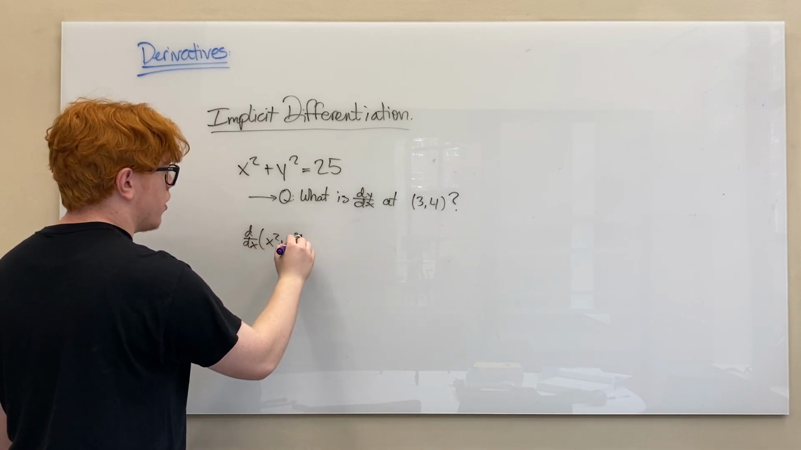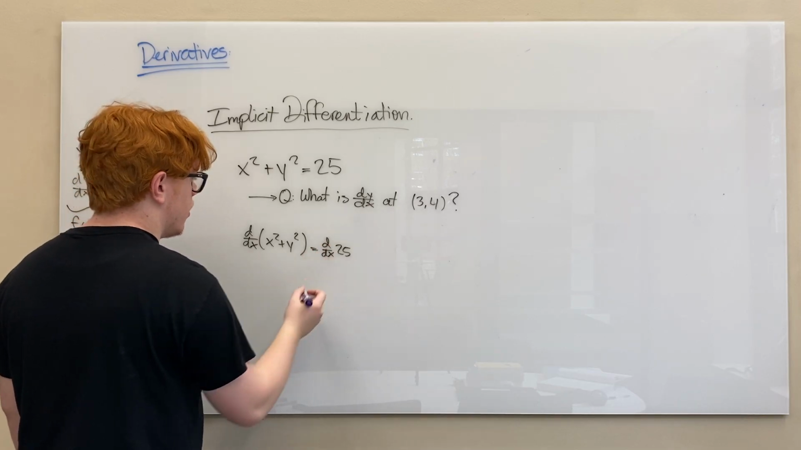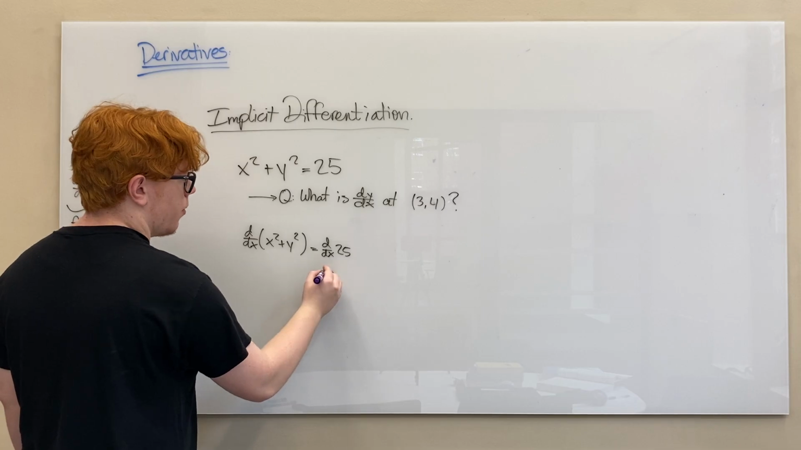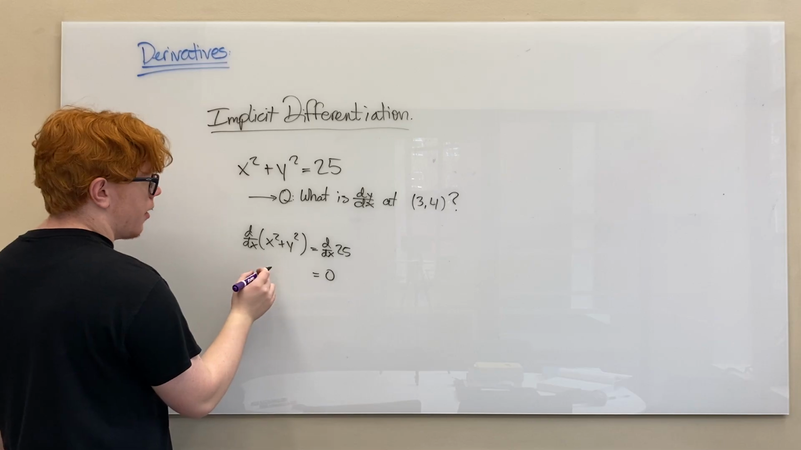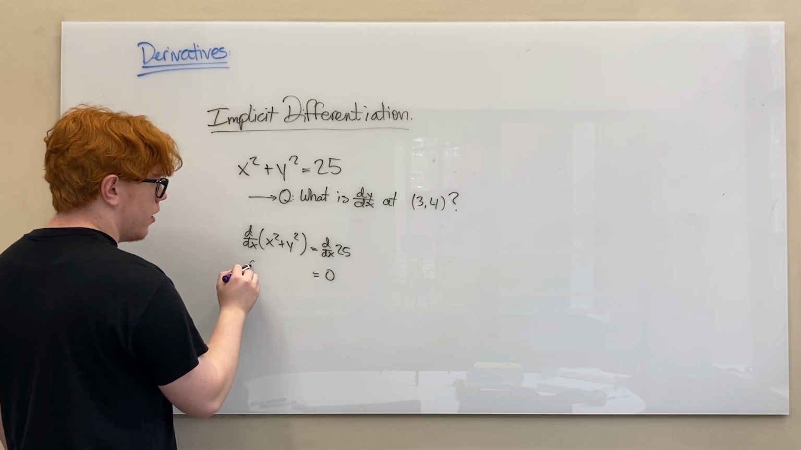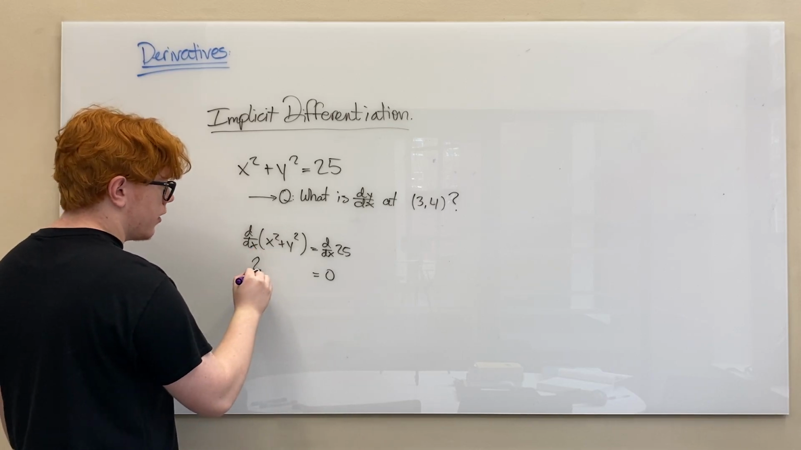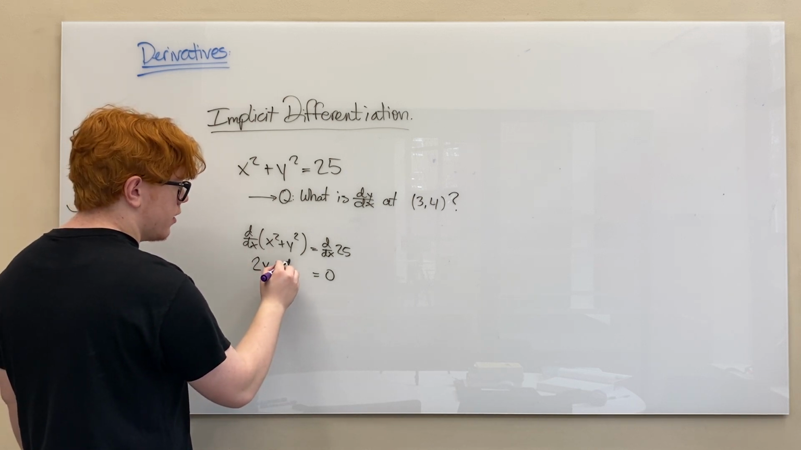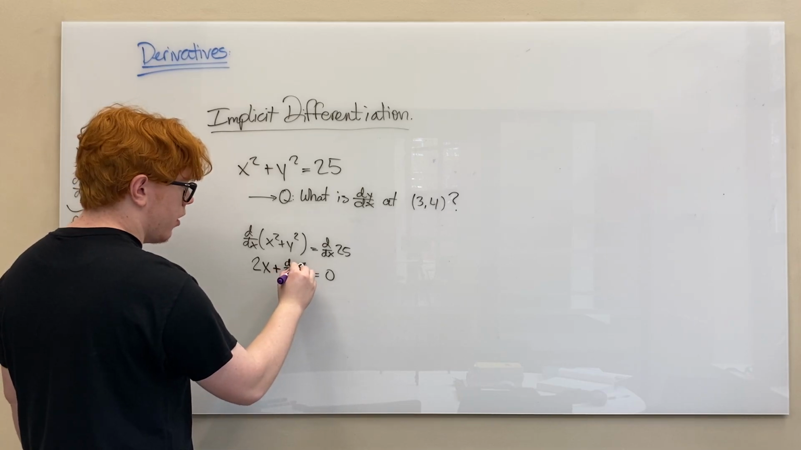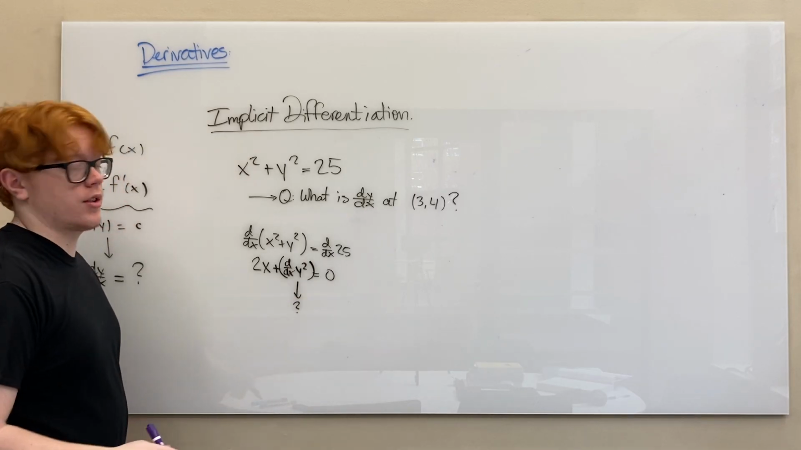Okay, so what we're going to do is take d/dx of x squared plus y squared is equal to d/dx of 25. So this is going to become 0 because it's a constant. And we can split the left side up. The derivative of x squared is going to be 2x. We're going to add, and I'll just do this for now. Now, what is this? This is implicit differentiation.